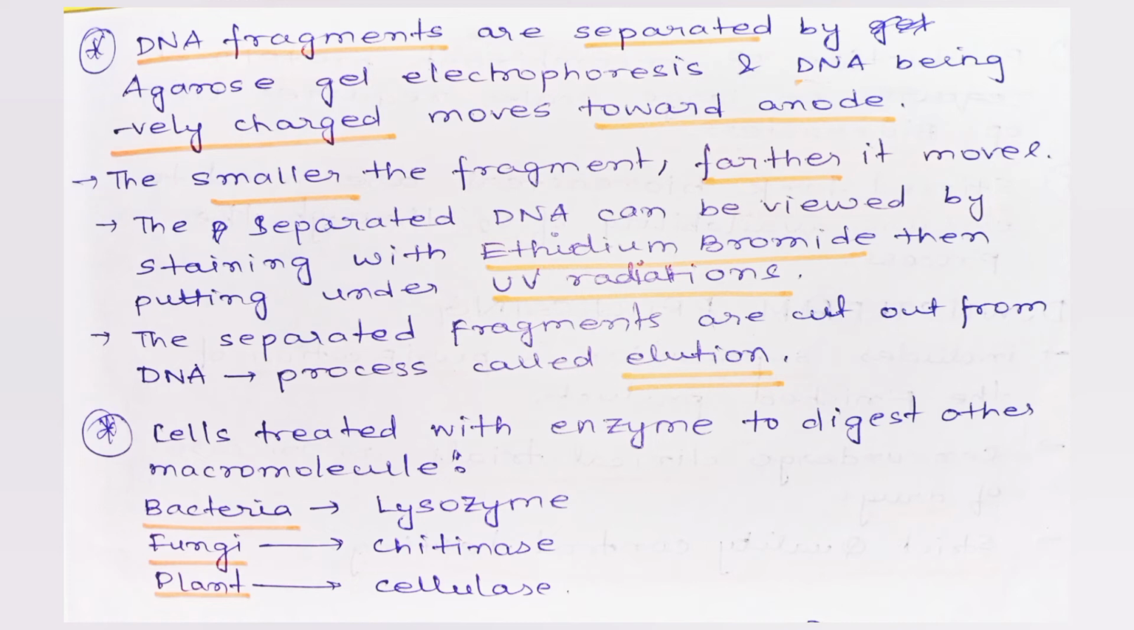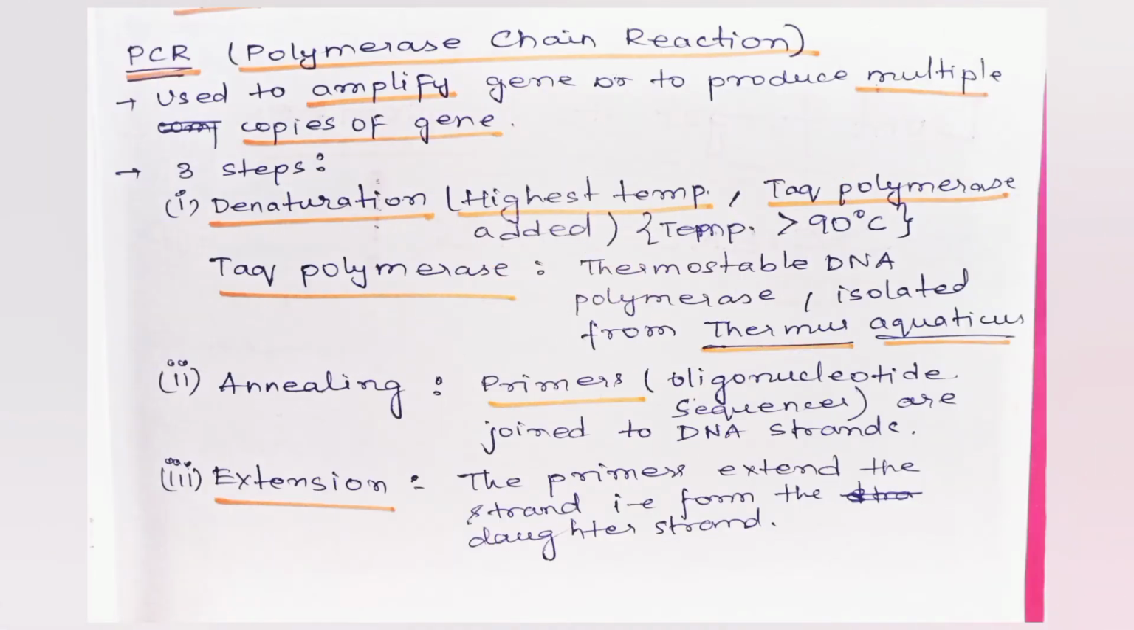Cells have many other molecules other than nucleic acids, so cells are treated with enzymes to digest other molecules. For example, bacteria are treated with lysozyme, fungi with chitinase, and plants with cellulase.